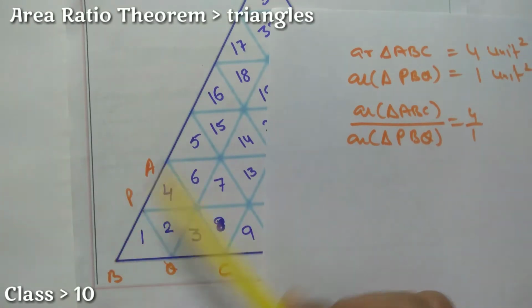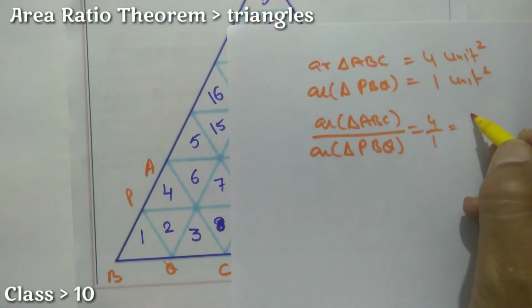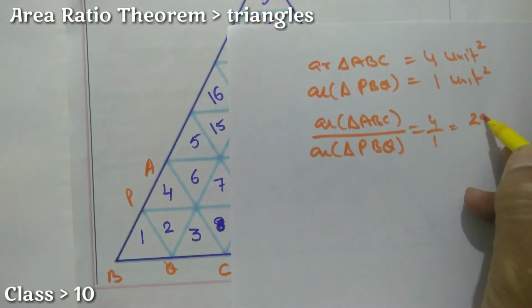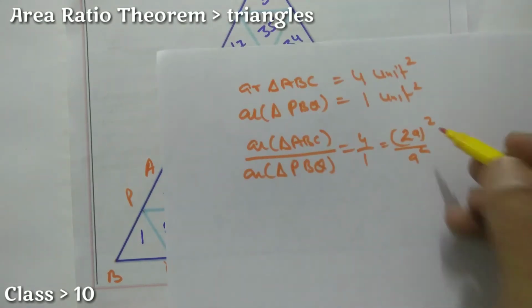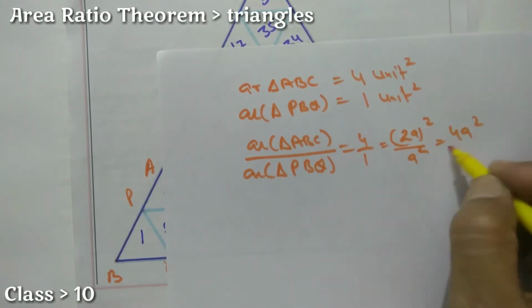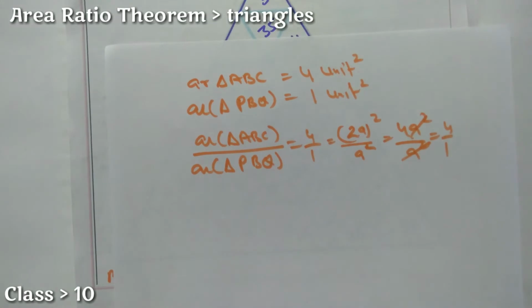Now if I observe what is the ratio of their sides, we can observe that the side AB is double that of side PB. So if side AB is 2A, then side PB is A. If I square them, I get 4A square upon A square. So it is equal to 4:1, and that is what I have obtained.